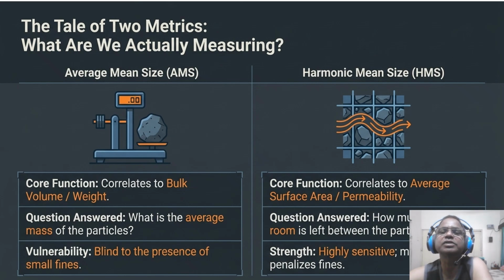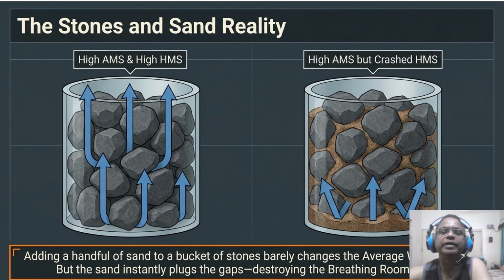To make this concept stick, let us use an analogy every engineer in this room can visualize. Think about a simple bucket. On the left, we have a bucket of large stones with a blue arrow showing perfect unobstructed airflow. This represents a state of high AMS and high HMS.